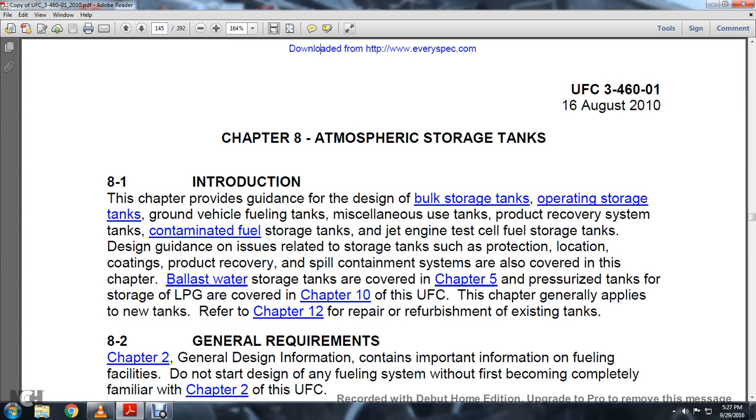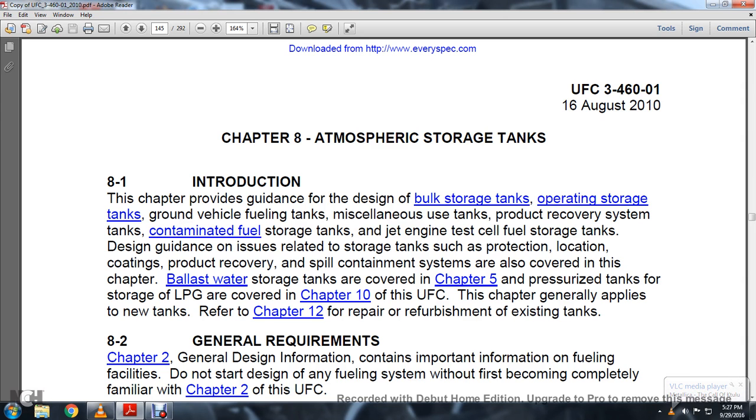8.1 Introduction. The chapter provides guidance for the design of bulk storage tanks, operating storage tanks, ground vehicle fuel tanks, miscellaneous use tanks, recovery system tanks, contaminated fuel storage tanks, jet engine testing fuel tanks, and fuel cell fuel storage tanks. Design guidance for issues related to storage tanks, such as eye protection, locations, coatings, product recovery, spill, and contamination systems, is also covered in this chapter. The ballast water storage tanks are covered in Chapter 5. Pressurized tanks for the storage of liquid petroleum gases are covered in Chapter 10 of the UFC.